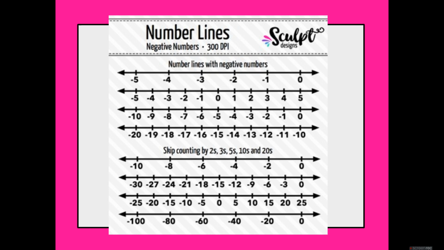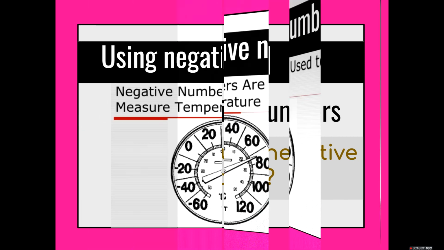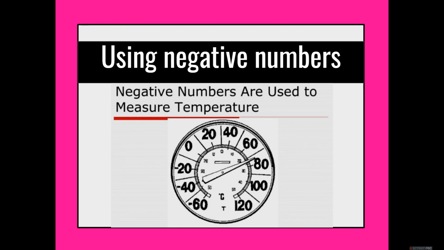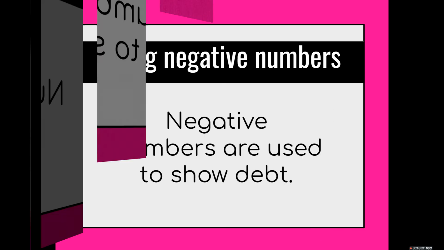This picture shows number lines. The bigger the number for negative numbers, the value becomes smaller. It is the opposite for positive numbers. For our first lesson about integers, we will focus on learning negative numbers. When do we use negative numbers? Negative numbers are used to measure temperature, under sea level, and depth.